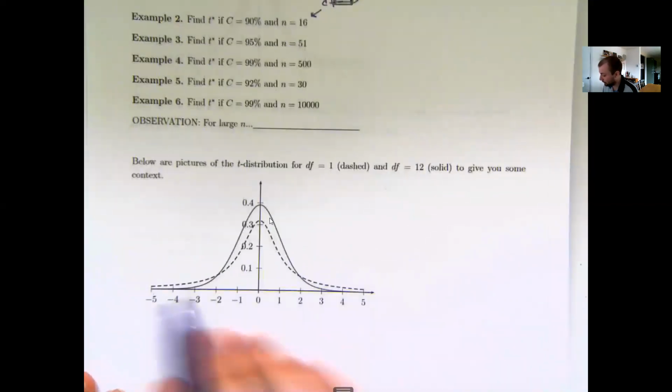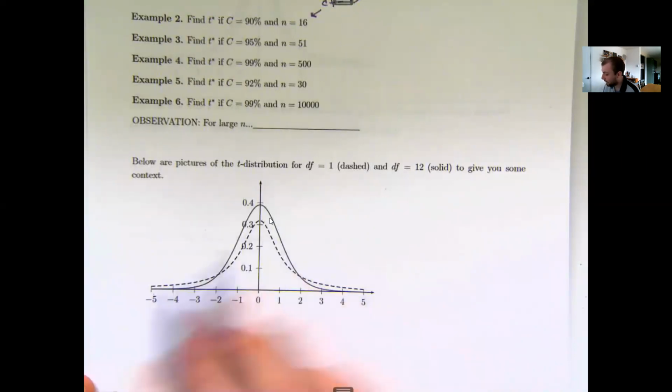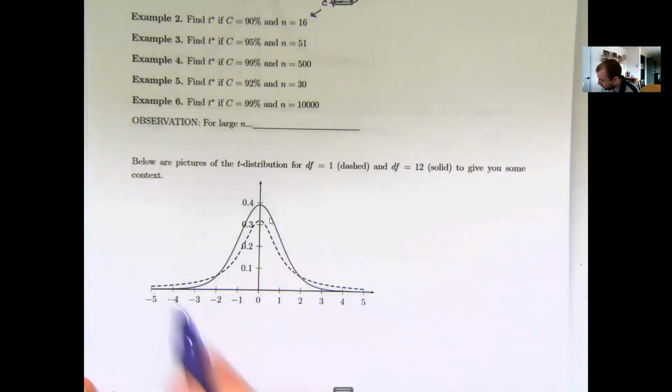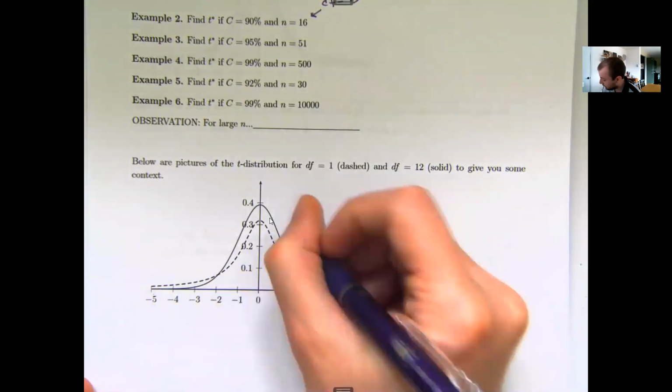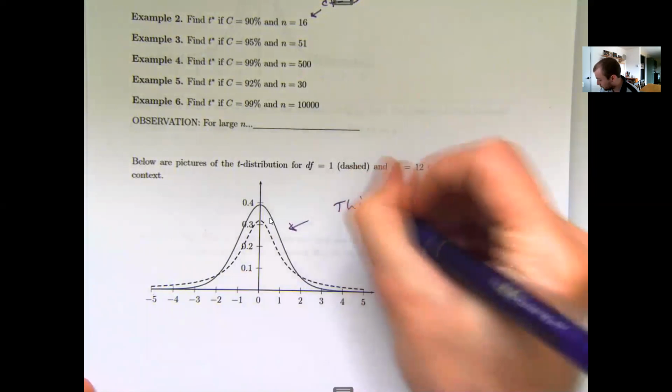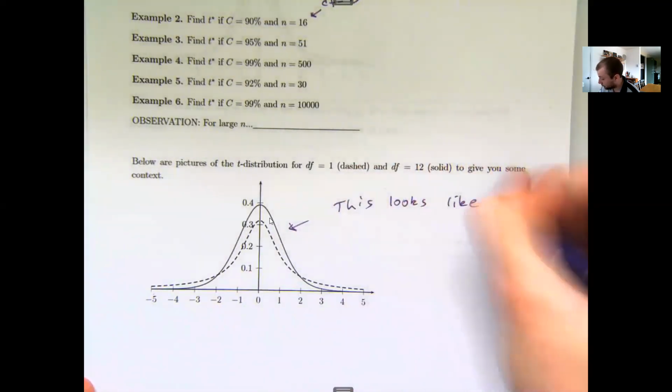This is shown below. So this dotted line that I have right here is a graph that has a degree of freedom of 1 for a t-distribution. The solid line is a graph where I have a degree of freedom of 12. And if you're looking at that solid line, this looks like the normal distribution.